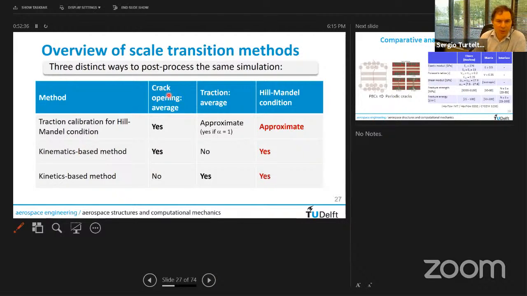In one case, the Hill-Mandel condition is satisfied approximately. In the two other cases, satisfied exactly. For these two methods, the crack opening is the average. In this last method, it is not. In this method, it is not exactly the average, it's approximate. It could be exact if alpha is equal to 1. In this kinematic space method, it is not the average because it is just adjusted to get the Hill-Mandel condition. So you cannot get those three things at once. That's the problem. So you have to take two, and then the other one is an approximation.